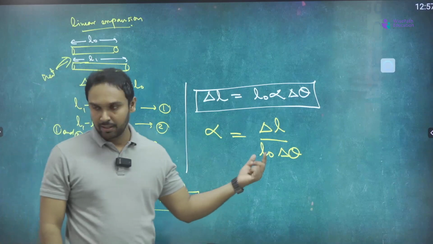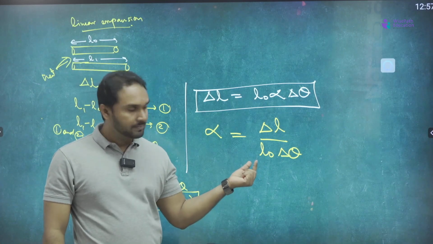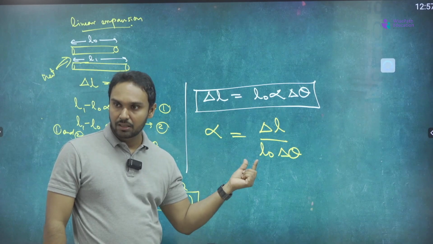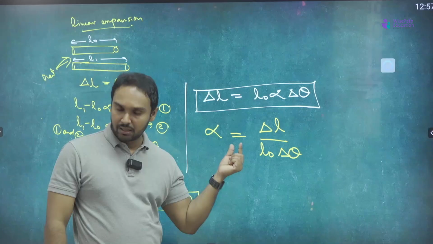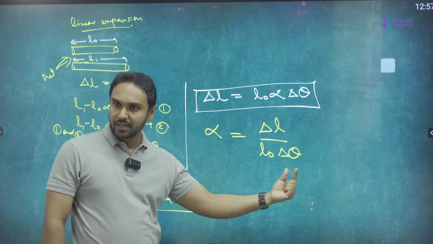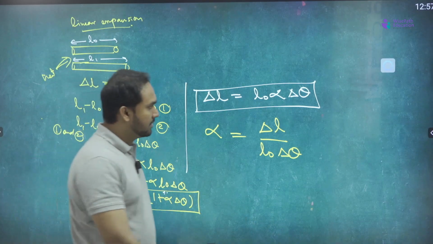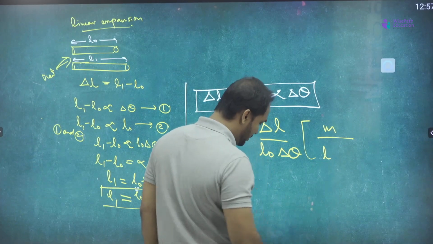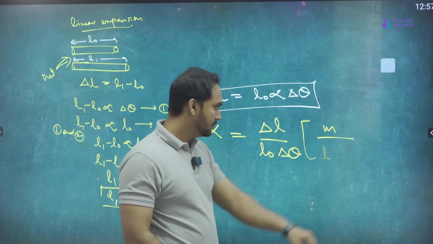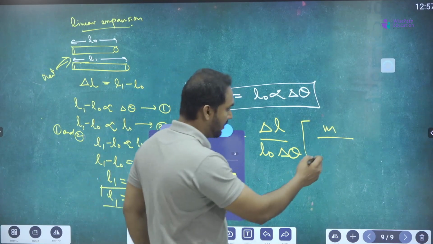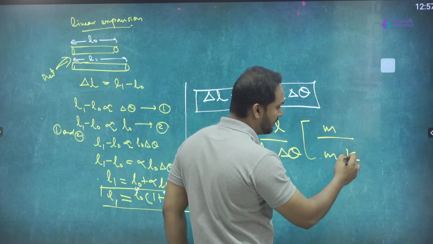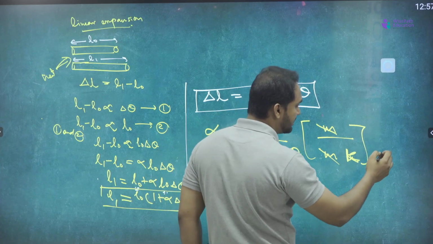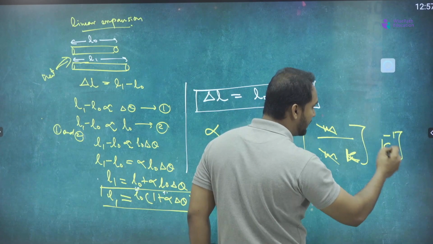Now what does the alpha mean? Length increased per unit length, or per initial length, per unit temperature, right? So if I put the units here, delta L is in meters, L naught, the initial length, is also in meters, and the temperature is in kelvins, right? So now what happens to the meters? Meters to meters cancels out. So the final units will be per Kelvin.